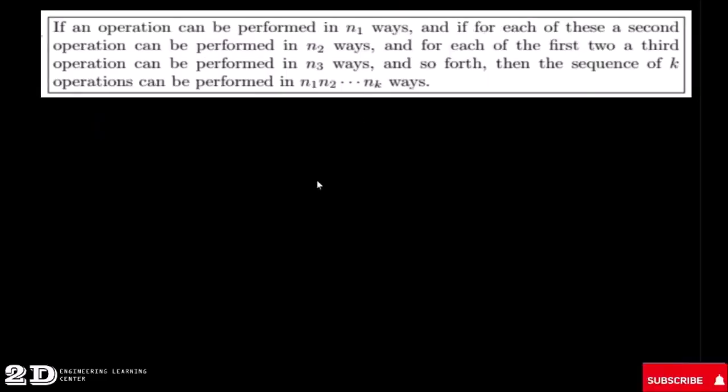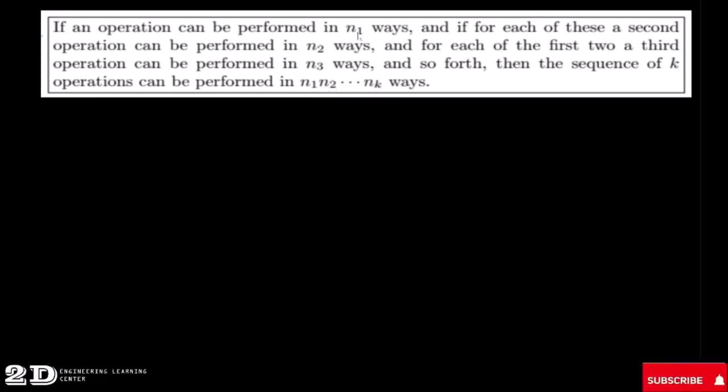Okay, so next, now we have another rule. If an operation can be performed in n sub 1 ways, and if for each of these a second operation can be performed in n sub 2 ways, and for each of the first two a third operation can be performed in n sub 3 ways, and so forth, then the sequence of operations can be performed in n sub 1 times n sub 2 ... n sub k ways.